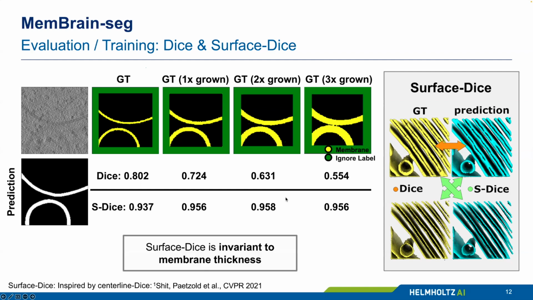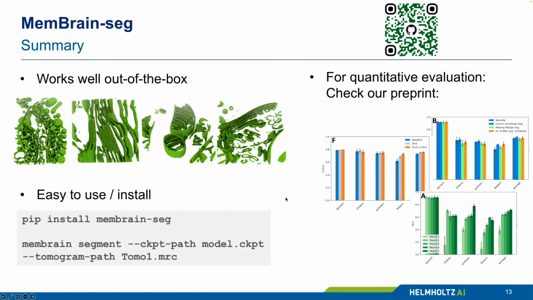And that's already what I wanted to say about membrane seg and how we did that. So as a summary, it performs pretty well out of the box. And one thing that is also very important for us is that it's hopefully pretty easy to use. So ideally you can use it just with a single command line with just membrane segment and then some arguments behind that. I will go into a bit more detail how to properly use that and what are the different options to use that in the third part of the talk. But if you want to check out some quantitative evaluations of the components that I just showed you, then feel free to take a look at our preprint.